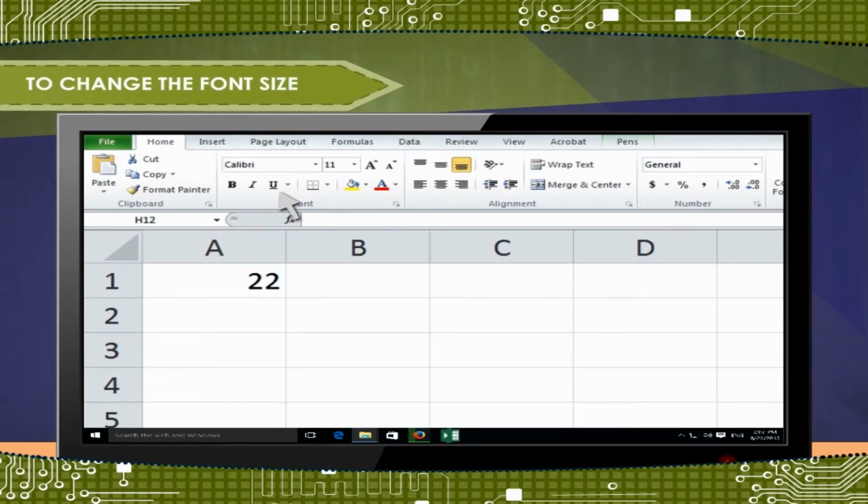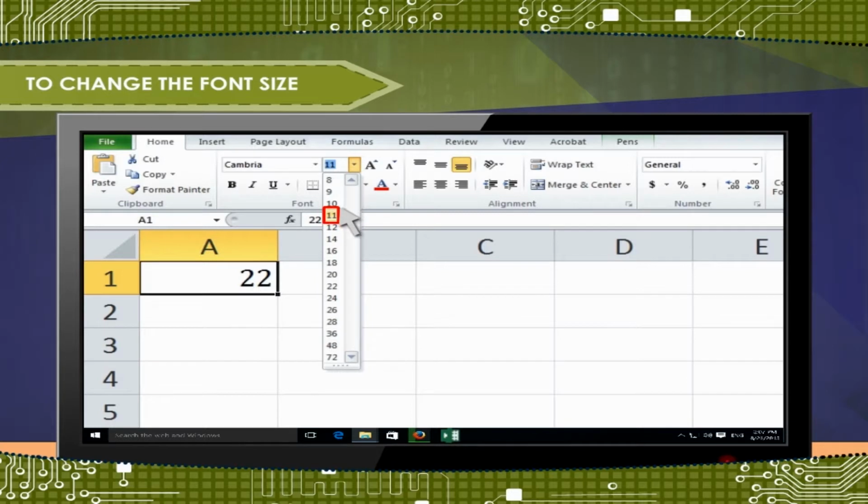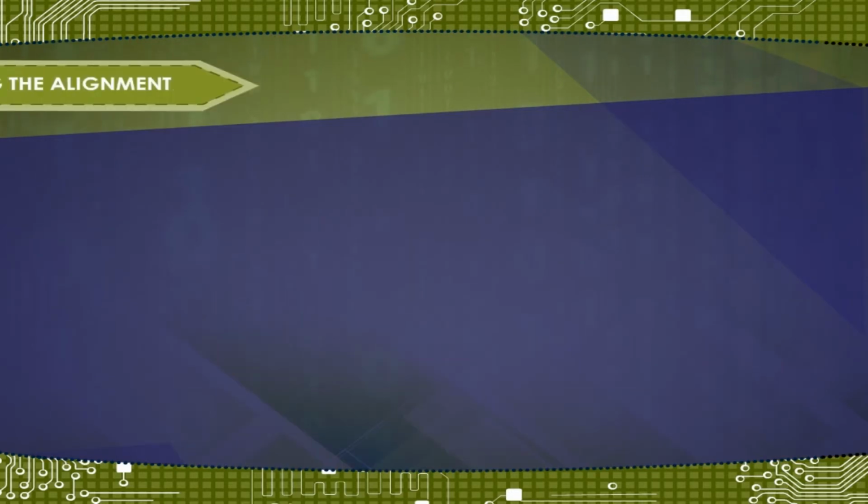To change the font size. The font size of the data can be increased or decreased as desired. Select the cells you want to change the font size. Click on the Home tab on the ribbon. Click the down arrow of the font size to display a list of sizes. Click on the size you want to use.